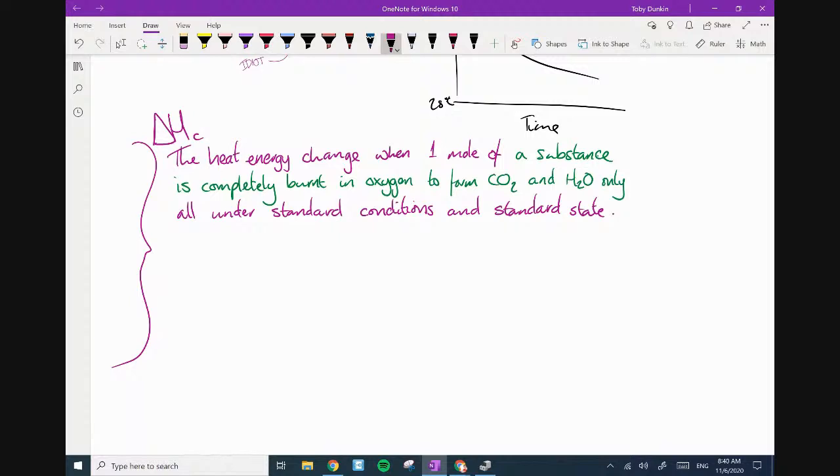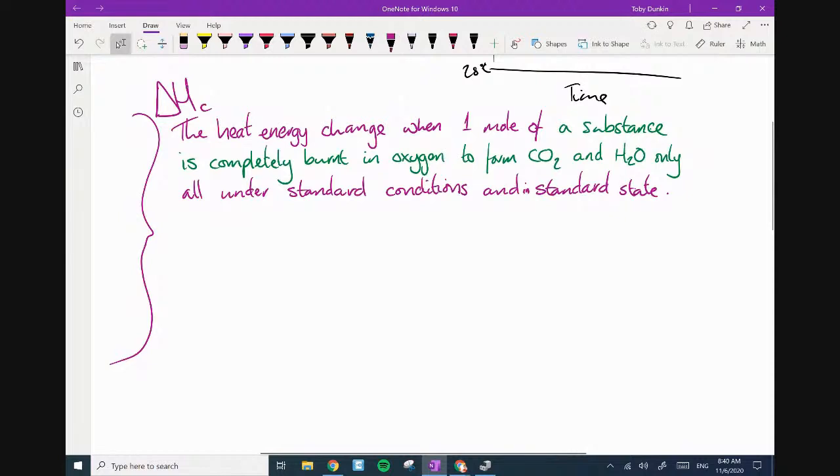And I've added in "in standard states." You can add that in if you like. They won't care about standard states. Yeah, if you want it, you can. Right, let me show you another one. Let's do enthalpy of formation.